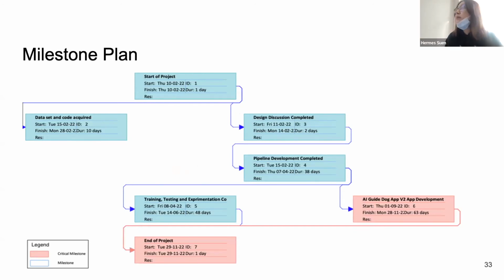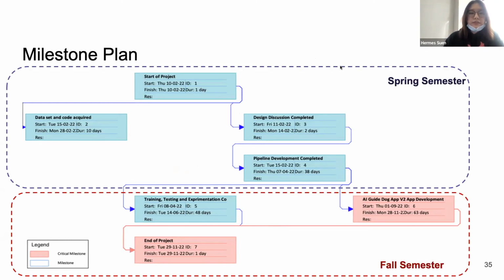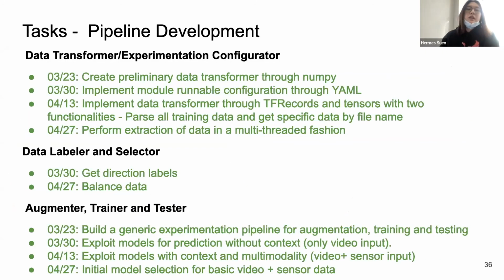So to make sure we can finish everything on time and at a proper pace, we just break down everything into 5 stages, 3 for this semester and 2 for the next semester. For this semester, we finished the data acquisition, design and putting up the pipeline. And for the next step, we will be collecting more data and retraining the model, and also developing the AI Get Dog app. And here are the breakdowns of the subtasks needed to meet these milestones.